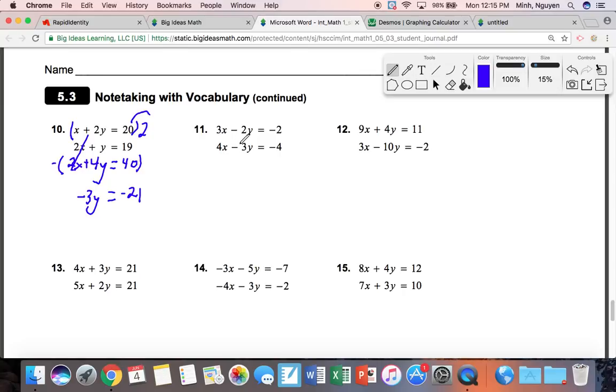This one, a little tougher. I'm actually going to multiply both of them because you can do that. So I could make the x's 12 by multiplying the first one by 4 and the second one by 3. Or I could make the y's both 6 by multiplying by 3 and 2. So that's what I will do. Well, let's see. I eliminated x, so I will eliminate y here. Just to give you guys a couple different looks.